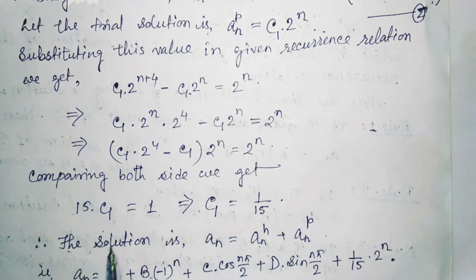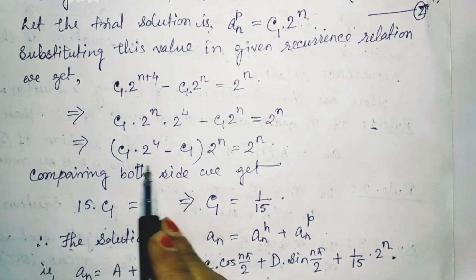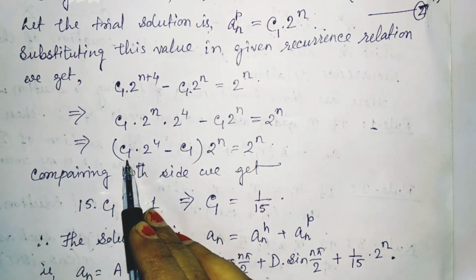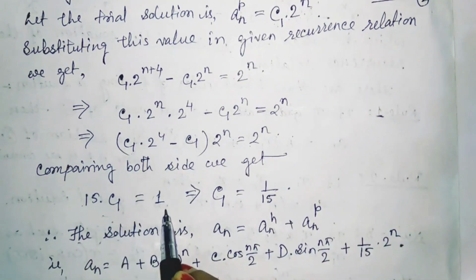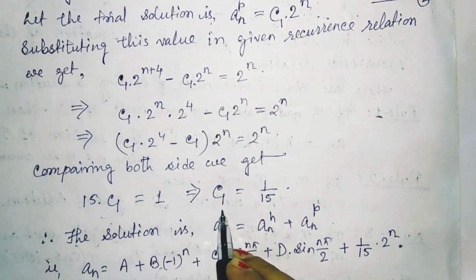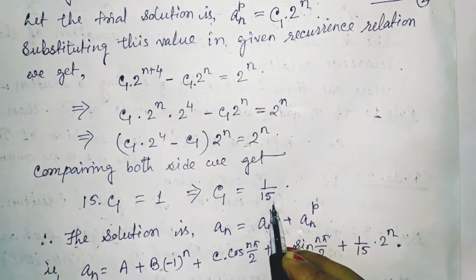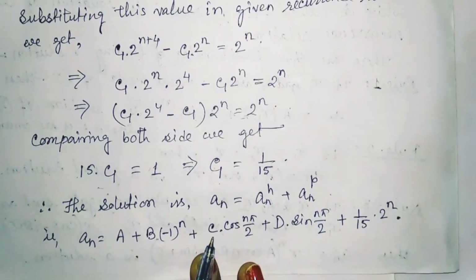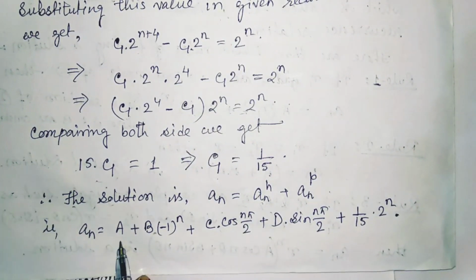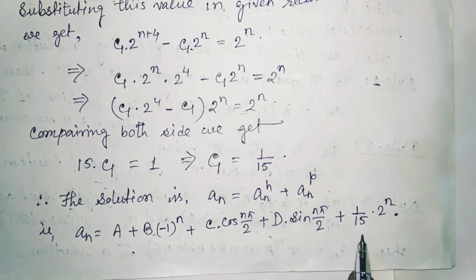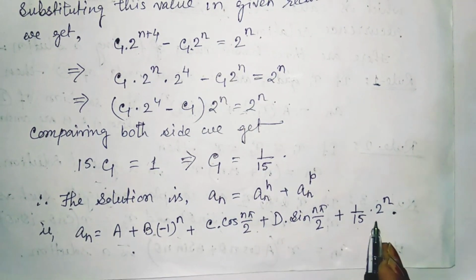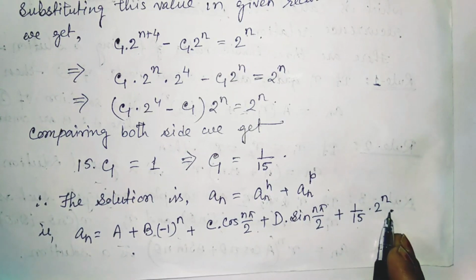Now comparing both sides, we will find c1 2 to the power 4 means 16 c1, minus c1 means 15 c1. So 15 c1 equals 1, the coefficient. So c1 equals 1 by 15. Hence the solution is a_n equals, these are the 4 terms which we found from the previous, and now 1 upon 15 into 2 to the power n.